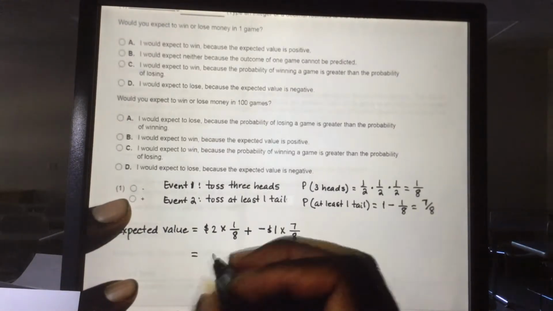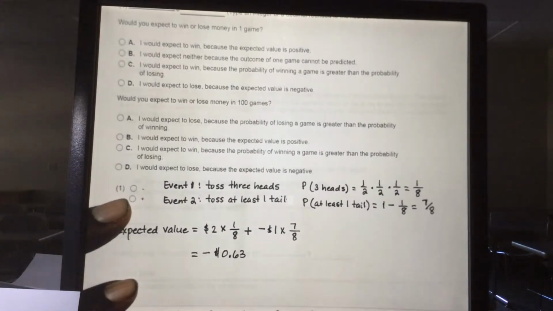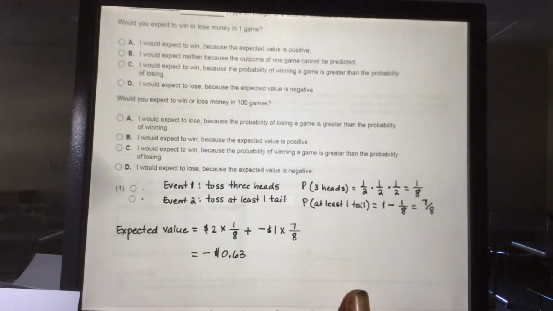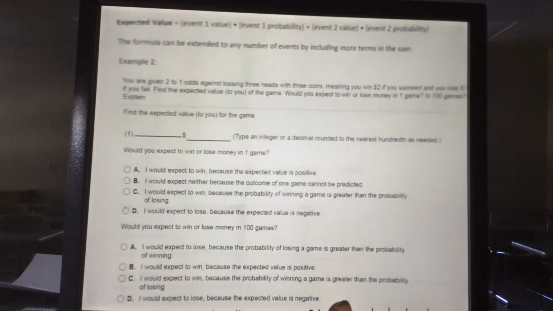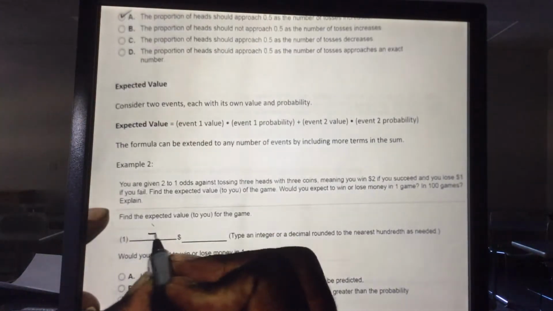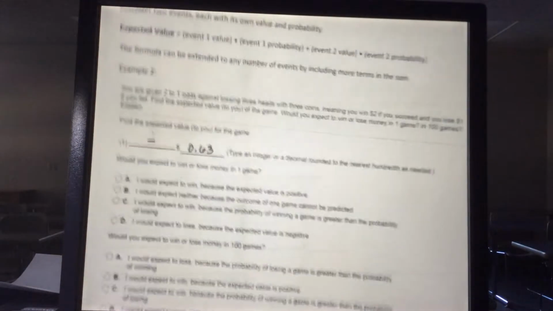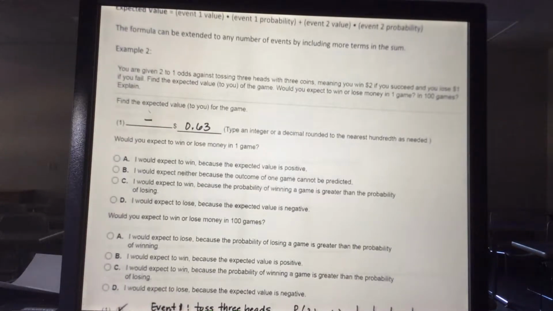So in reality, we can expect to lose 63 cents based on that game. To fill this in, they do have the answer choice of a minus sign and a plus sign. Since it's negative, we choose the negative sign, and then 0.63. So we would expect to lose 63 cents if we play this game.